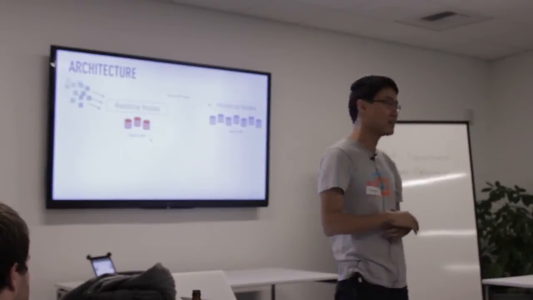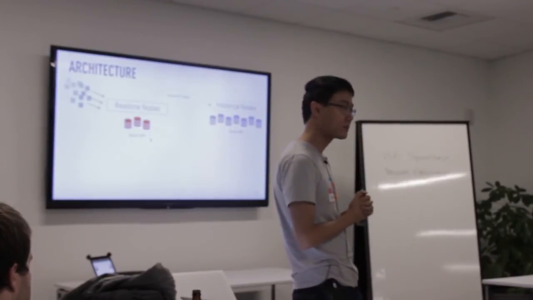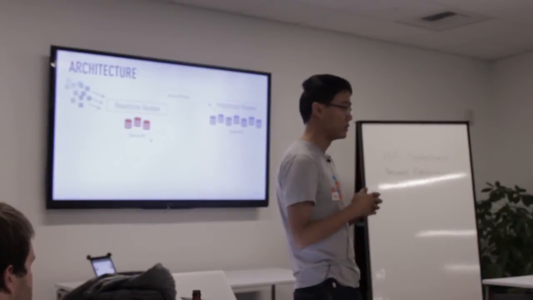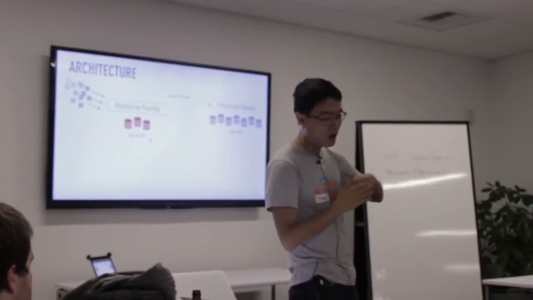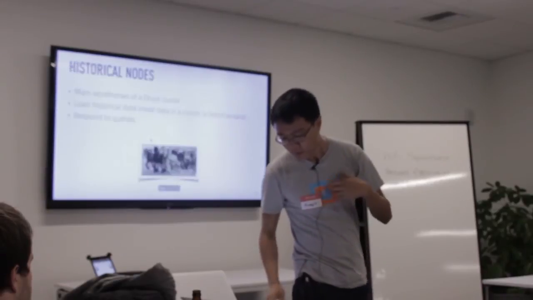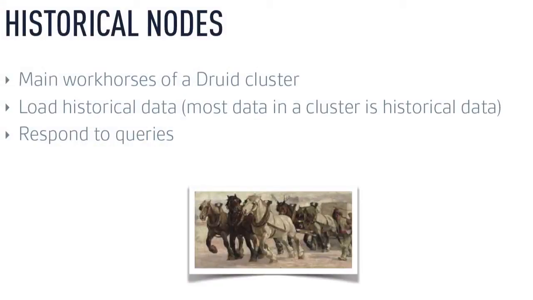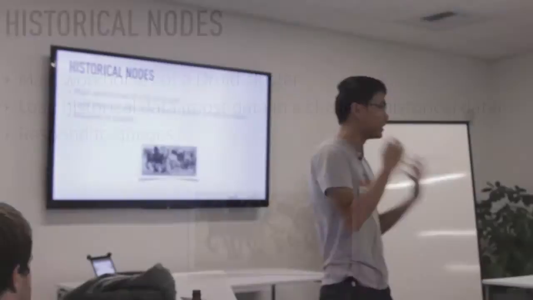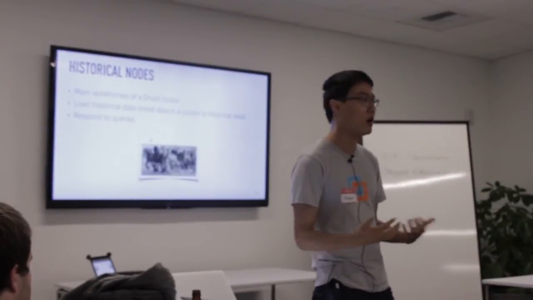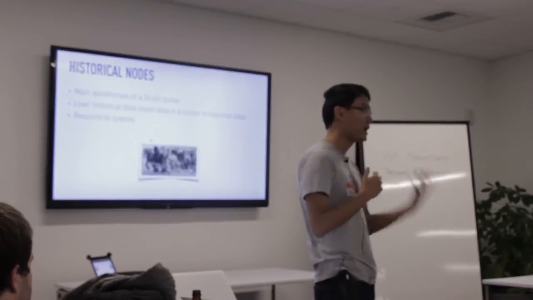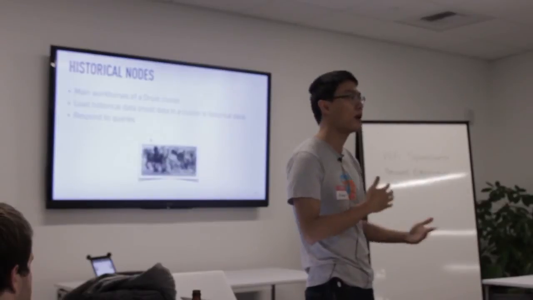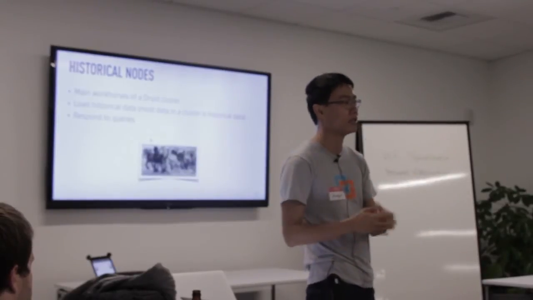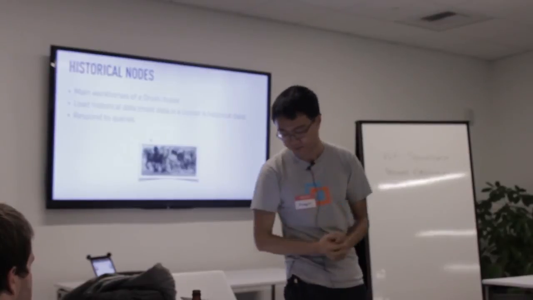What that something else is called are historical nodes. Historical nodes do exactly what they're named for. They deal with more historical data. So data that real-time nodes have handed off is passed down to historical nodes. Historical nodes are the main workhorses of a Druid cluster. They're kind of dumb, but they do a few things very well. They download data, and then they serve queries for that data. So they do the parallel processing of queries, the distributed computation of queries, and aggregates.